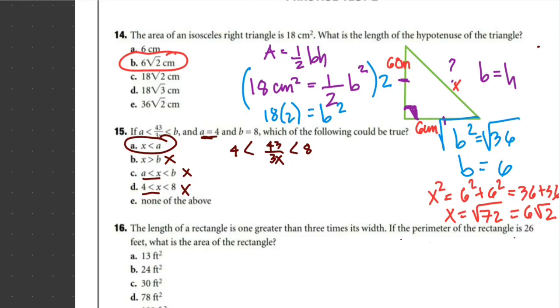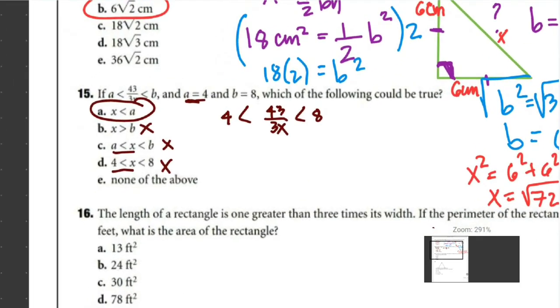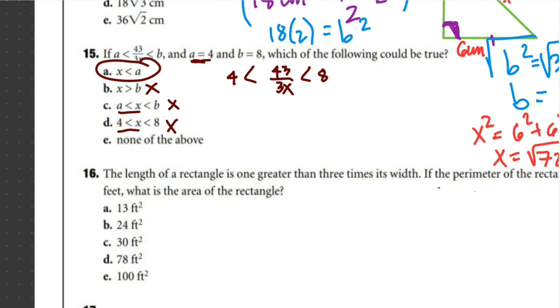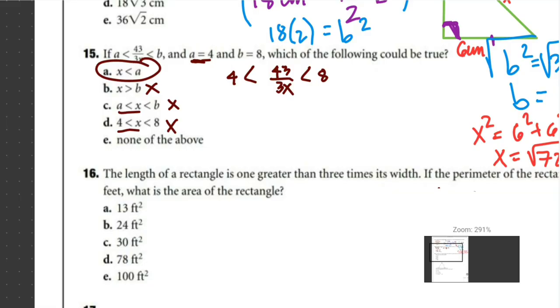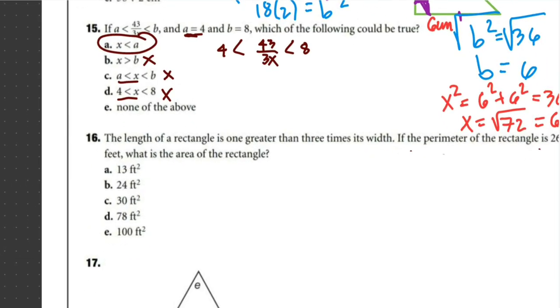But this is not true for all values of x and y. Okay, so x less than a could also be true. Then number 16.